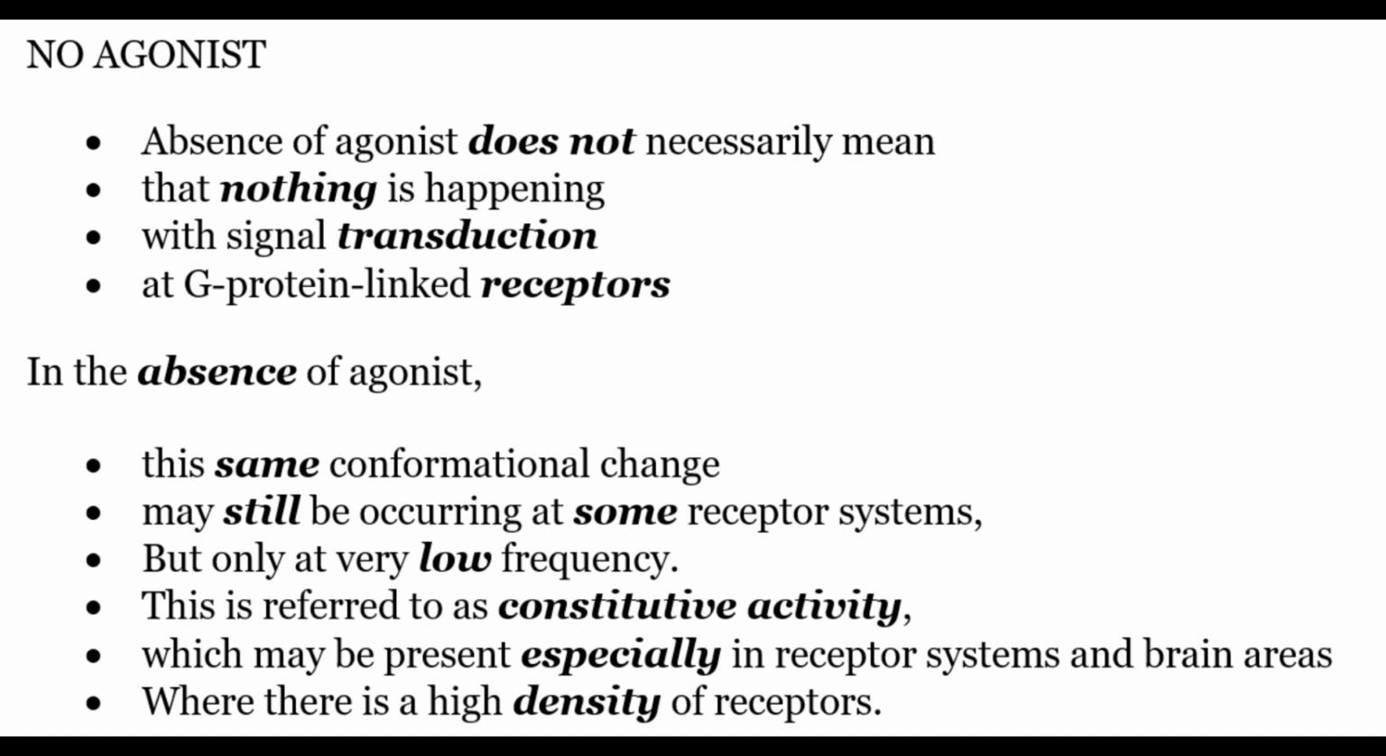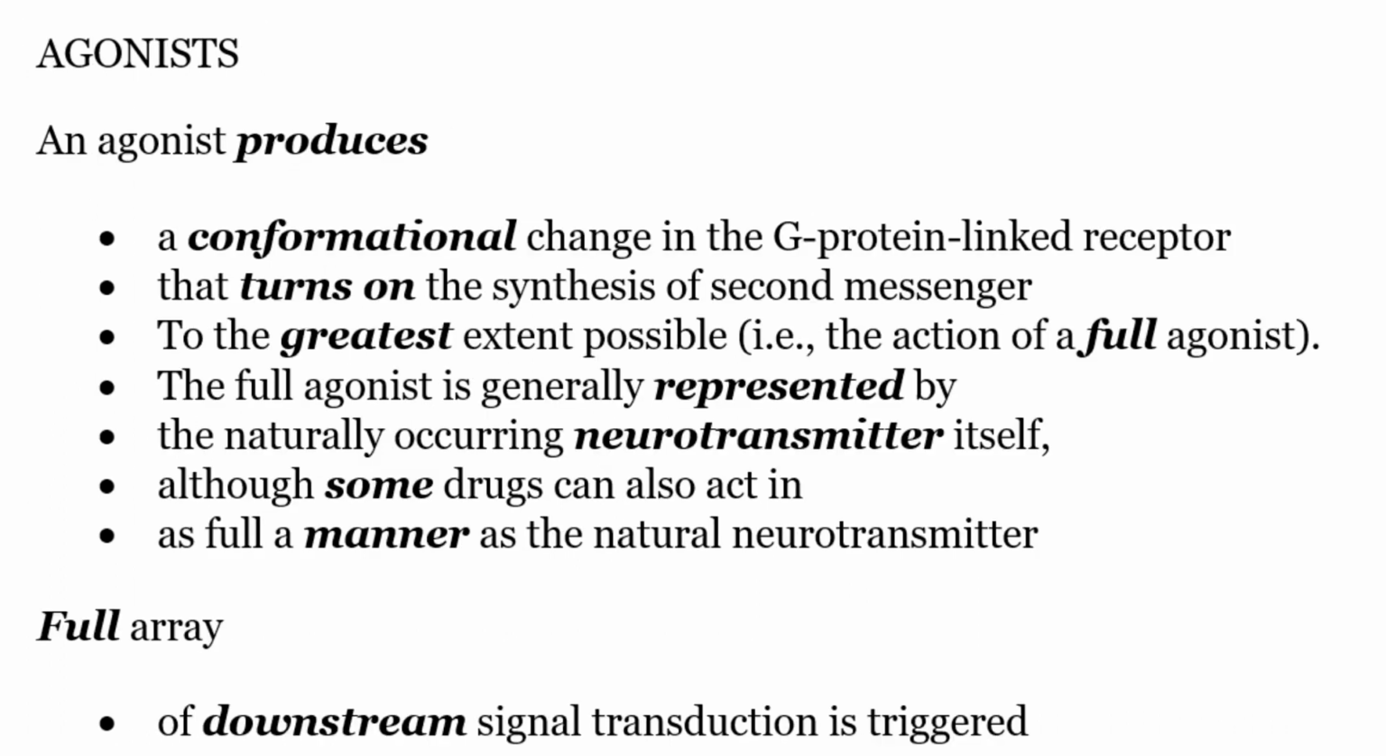Conformational changes may still be occurring at some receptor systems, but only at very low frequency. This is referred to as constitutive activity, which may be present especially in receptor systems and brain areas where there is high density of receptors. Now let's discuss what happens when an agonist is present at the receptor.